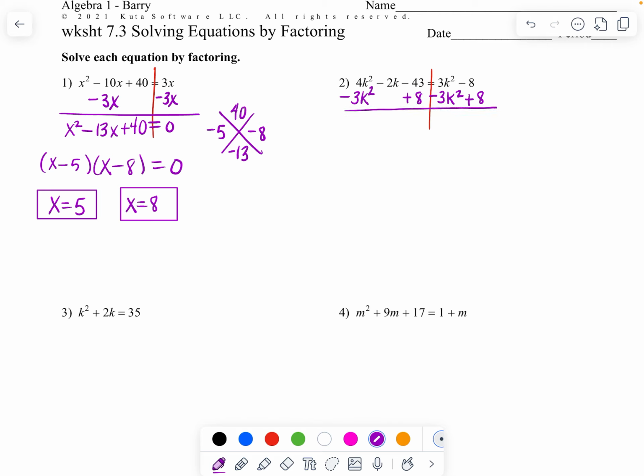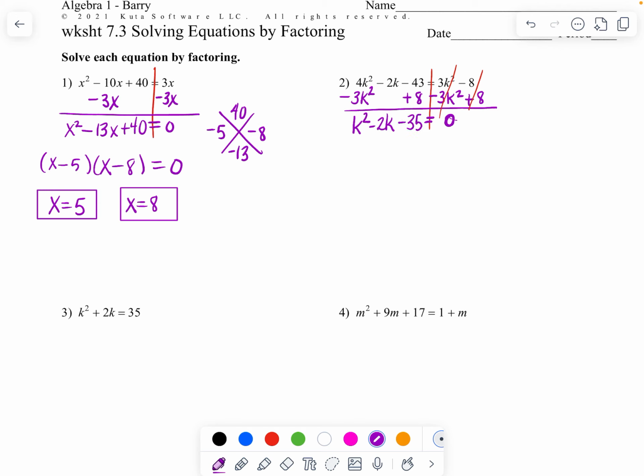So you are making sure to make one side 0, and whatever you do to one side, you have to do to the other. Make sure to line up your like terms. Again, why did we do this? We did this because a positive 3 and a negative 3 makes 0, and a negative 8 and a positive 8 makes 0. So we're left with nothing on the right-hand side, which is why we get to write equals 0. Now, what have we done to the left-hand side? 4 minus 3 is 1. I'm going to make that 1 invisible, so I have an invisible 1k squared. I'm not doing anything to the minus 2k, so I'm going to leave that alone. And I put a positive 8 under the negative 43, which makes negative 35.